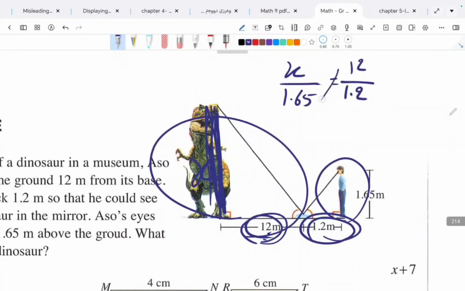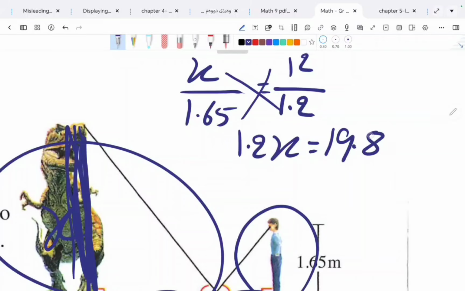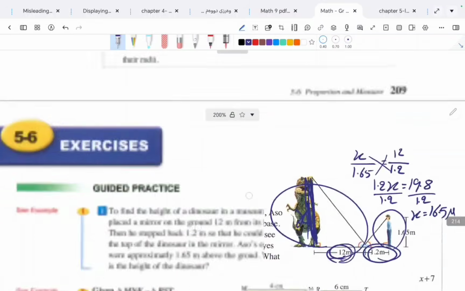Use cross product. It will be X times 1.2, which is 1.2x. When you multiply them, it will be 19.8. How to get rid of 1.2? Divide by 1.2, divide by 1.2. X equals 16.5 meters.